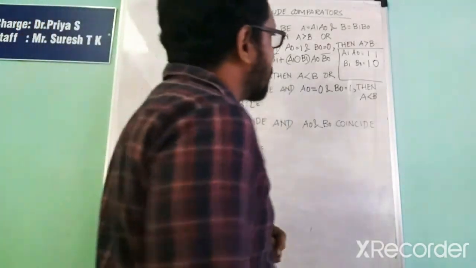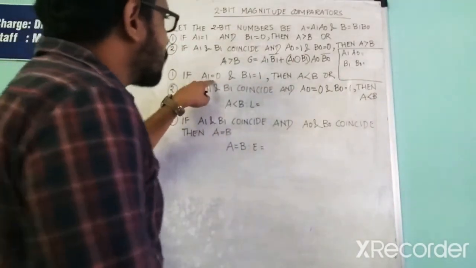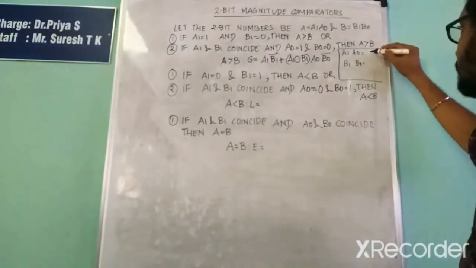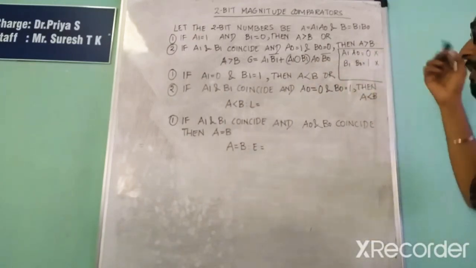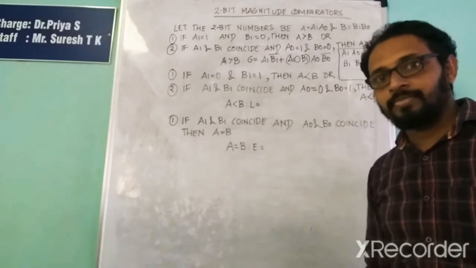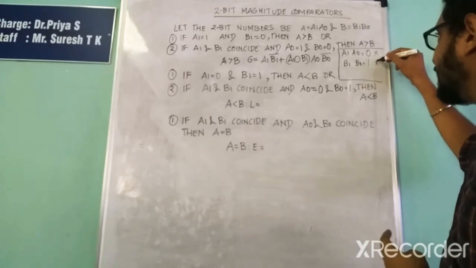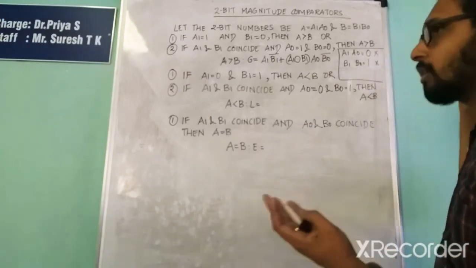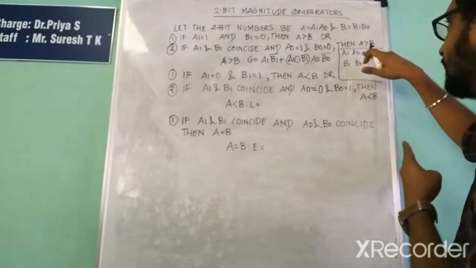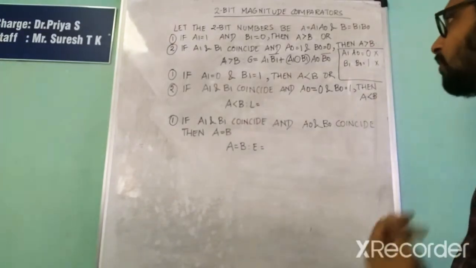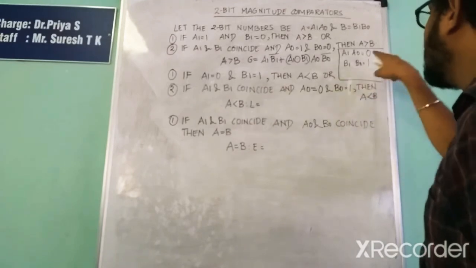Next is the next condition. Same example, we will modify here. A1 is equal to 0, B1 is equal to 1, and here we can write any values. For example 0 1 and 1 1. Which is greater? This is greater, right? So A is less than B. If A1 is 0 and B1 is 1, then A is less than B.